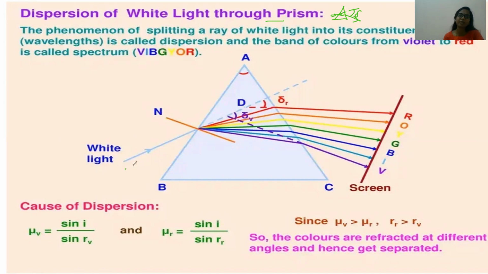White light is a combination of 7 colors. It is not a single color like a laser beam. White light consists of 7 colors. That means all the 7 colors do not possess the same angle of deviation. Clear, children? They do not have the same angle of deviation.